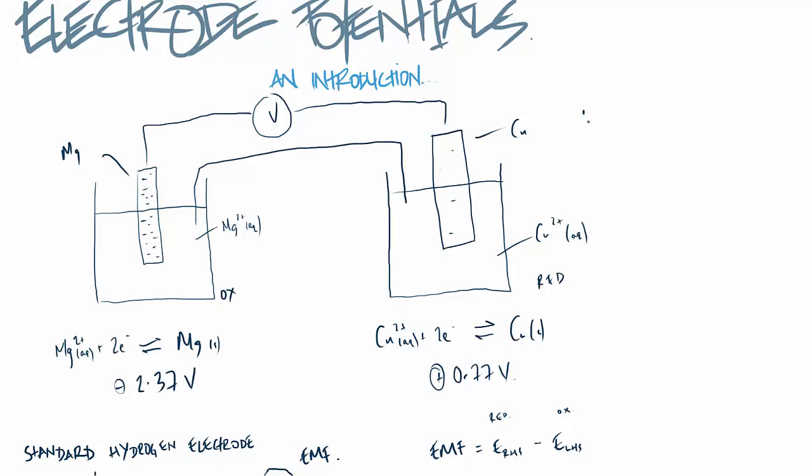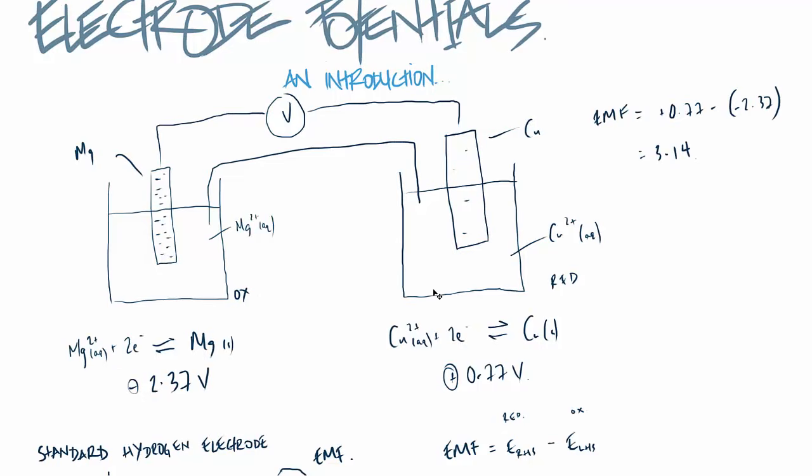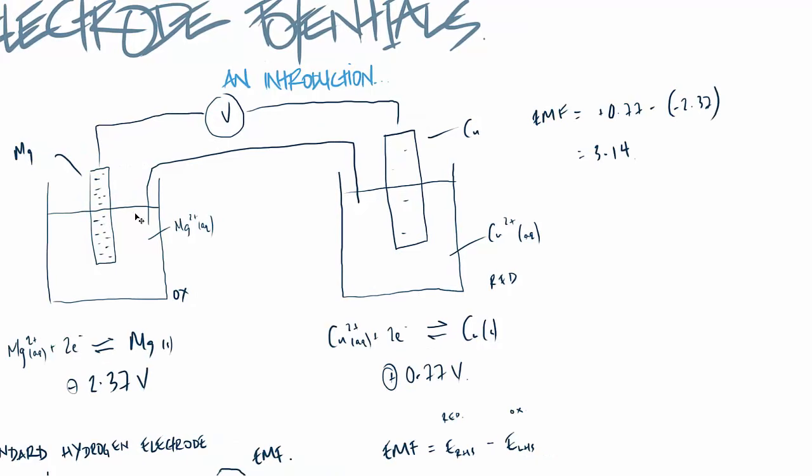And so to work out our EMF here, we would just do our 0.77 minus 2.37, and that gives us a value of 3.14. Now, there is an easier way to draw all this. This is a very, very messy way of drawing things, really, having all this long sort of all this garbage over here and all these drawings and all the rest of it.